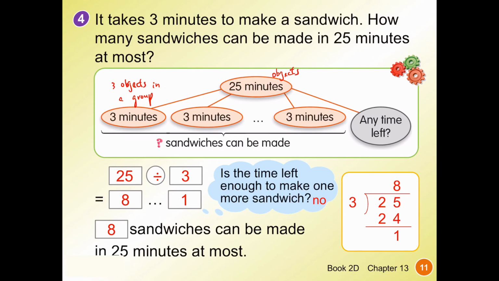So sometimes students may have difficulties in determining when the quotient should add 1 as the answer, or simply take the quotient as the answer. So read the question really carefully and think if the amounts left should be considered.